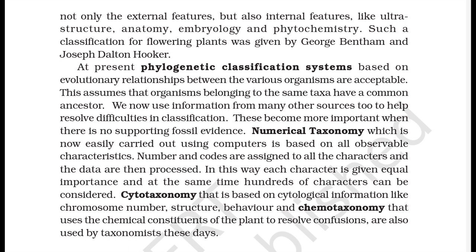Numerical taxonomy, which is now easily carried out using computers, is based on all observable characteristics. Numbers and codes are assigned to all the characters and the data are then processed. In this way, each character is given equal importance and at the same time hundreds of characters are considered. Cytotaxonomy, that is based on cytological information like chromosome number, structure, behavior, and chemotaxonomy, that uses chemical constituents of plants to resolve confusions, are also used by taxonomists these days.